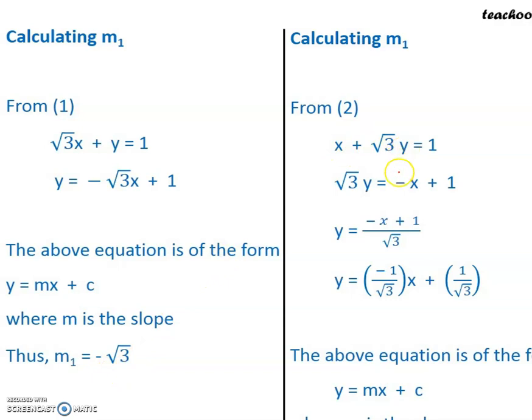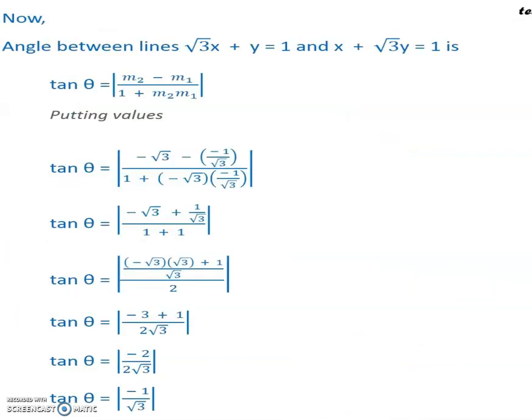Now, x plus root 3y is equal to 1, so root 3y is equal to minus x plus 1. Therefore, y is equal to minus 1 upon root 3 x plus 1 upon root 3. Comparing with y is equal to mx plus c, m2 is given by minus 1 upon root 3.